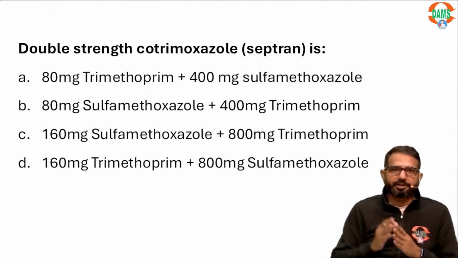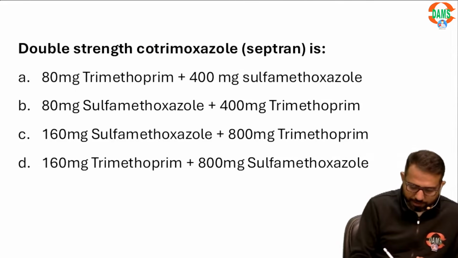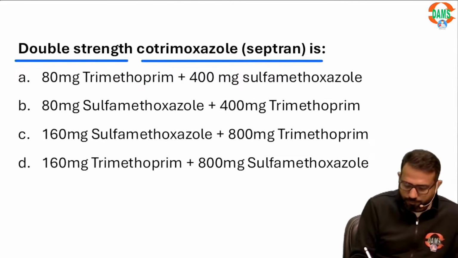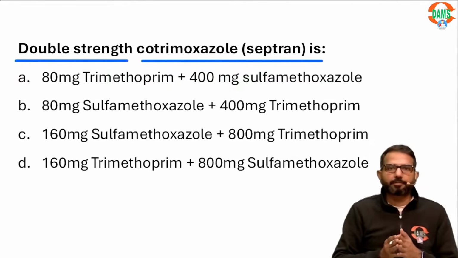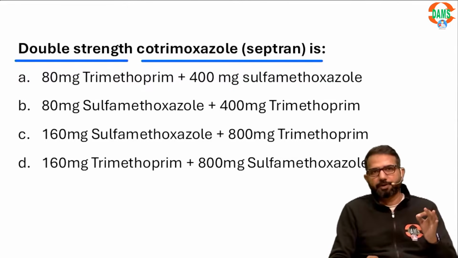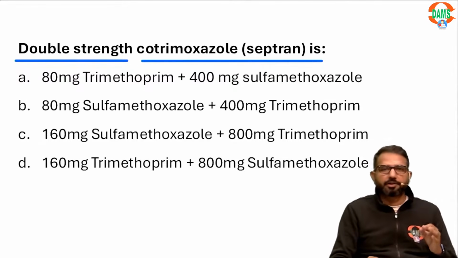This is again a practical question, but it has been asked in the exam. Double strength cotrimoxazole is available with the name of Septran. We have the single strength Septran, we have the double strength Septran. Septran SS, Septran DS. It is the DS.